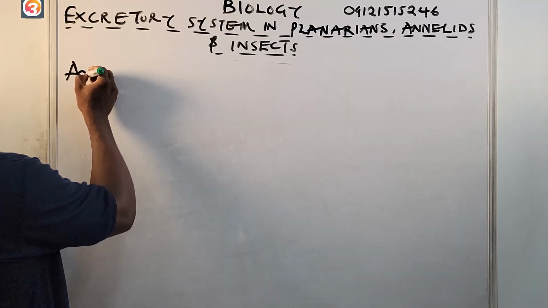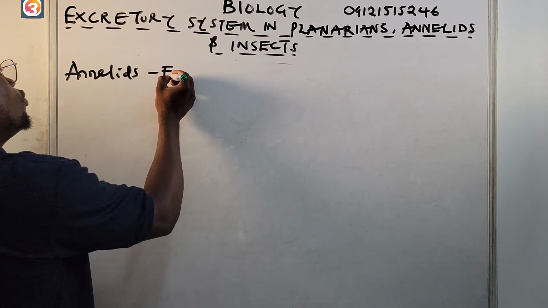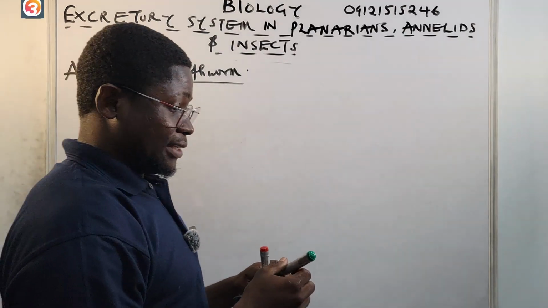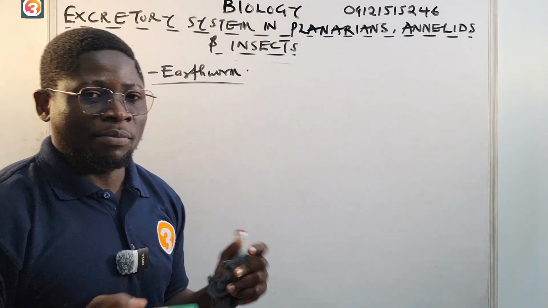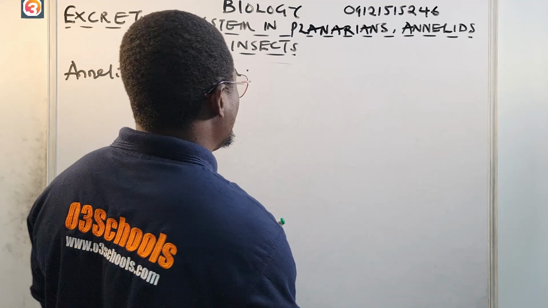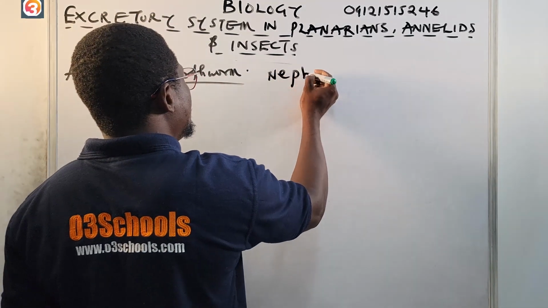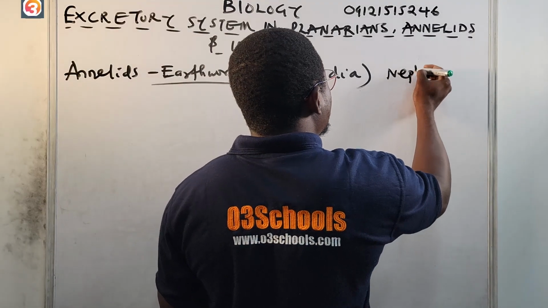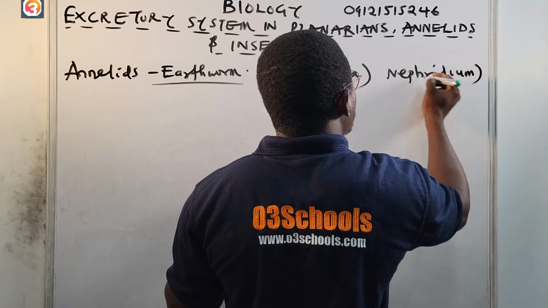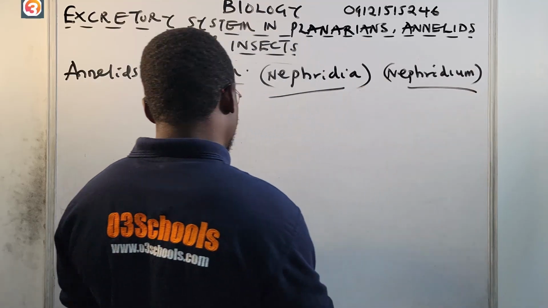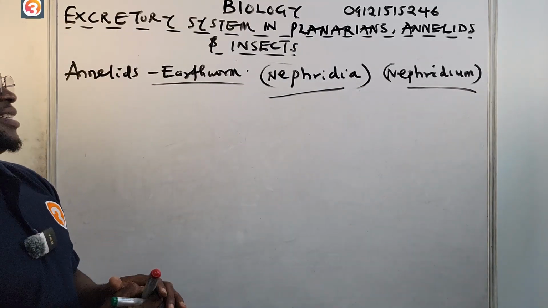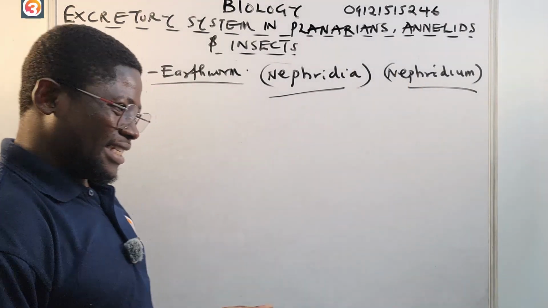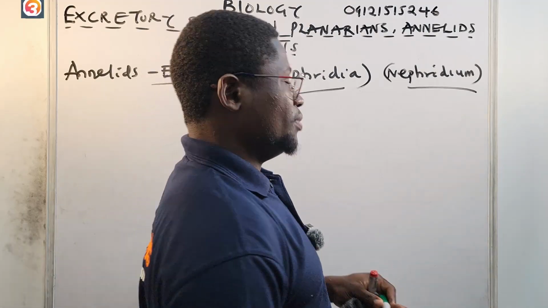Annelids like the earthworm have a well-developed excretory system consisting of a system called nephridia. The singular is nephridium; nephridia is plural. So earthworms have a developed excretory system that consists of nephridia, which helps them to remove excess waste from the body.